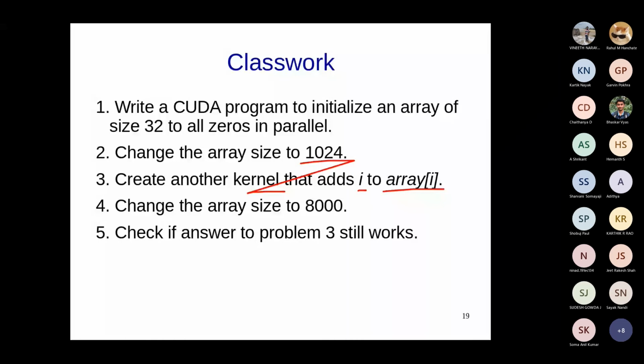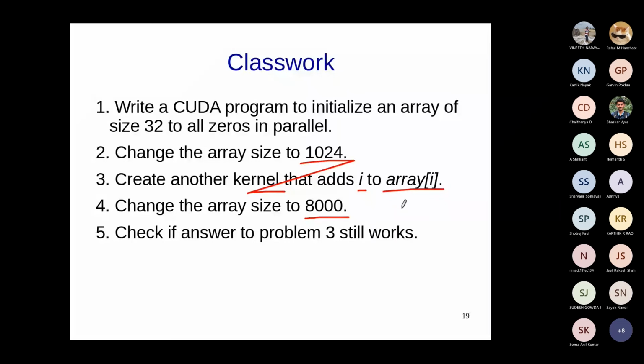Now I want you to change the array size to 8,000. So obviously I'm going to say 1,8000. And then when I try to compile it, it doesn't compile. It gives me an error that the maximum limit is actually 1024 and you can't really increase it beyond that to 8,000, right?